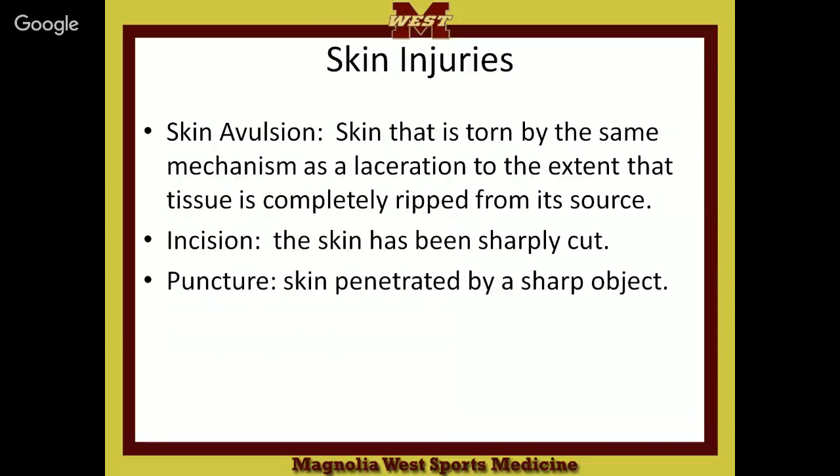All right, avulsion. You will learn this word not just for skin avulsion, but also for bone avulsion. Avulsion means that something's been torn off. So you hit the skin, you get a laceration, and the skin comes off. No, not like picking a scab. It's skin that is torn by the same mechanism as the laceration to the extent that the tissue is completely ripped from its source.